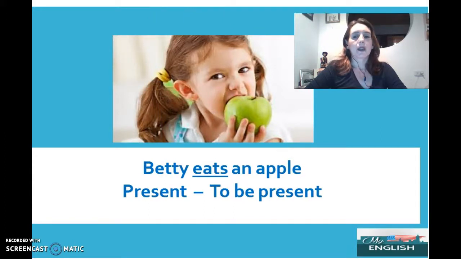So again, remember, if we have present tense, the verb to be is going to be in present. If we have past tense, the verb to be is going to be from past tense active to past tense passive.